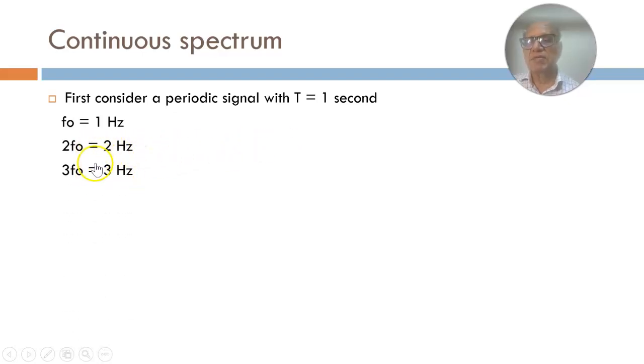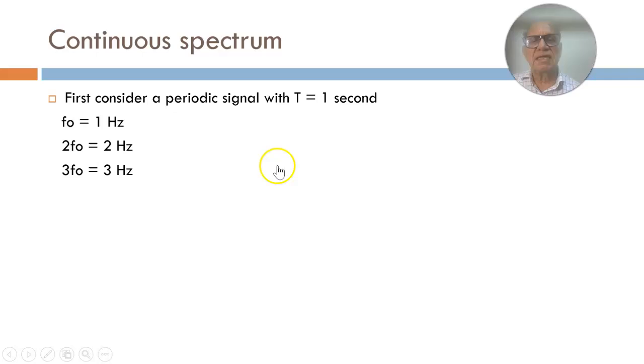Third harmonic will be 3 times this, that will be 3 Hertz. Now if you look at the difference between the successive frequency components, this is 2, this is 1. So 2 minus 1, that is 1. This is 3, this is 2. So again the difference is 1. So if you consider the difference between any two successive frequency components, it's always equal to 1 Hertz. Now this is the case with a periodic signal which has a time period equal to 1 second.